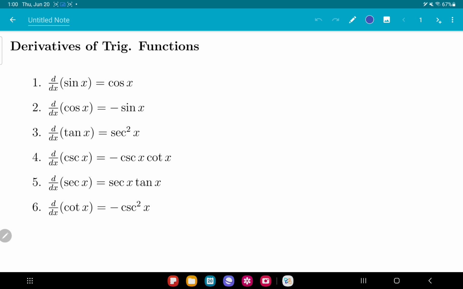Trig. Okay, copy all this down, pause and copy, and you will have to memorize these, of course. I should say, I'm given the Leibniz notation here. It can also be written using the prime notation. I'm saying that sine x prime is cos x. So let's look at a proof of number one.